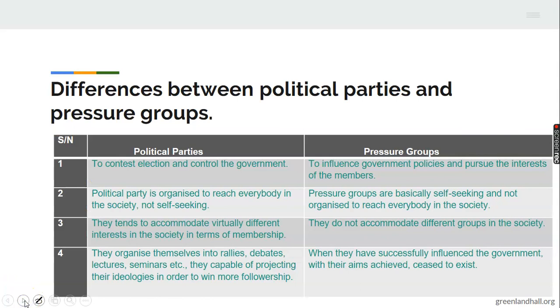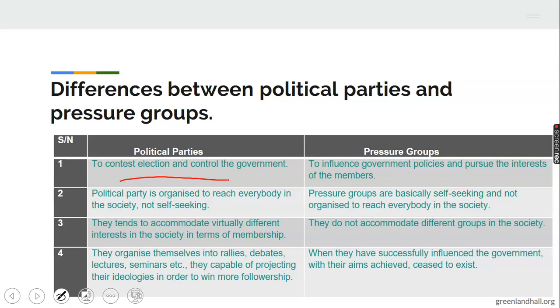Now, let's look at the differences between political parties and pressure groups. Political parties are on the left side of the table and the pressure groups on the right side. The first one is that political parties contest election and control the government, while pressure groups just seek to influence government policies and pursue the interests of their members.